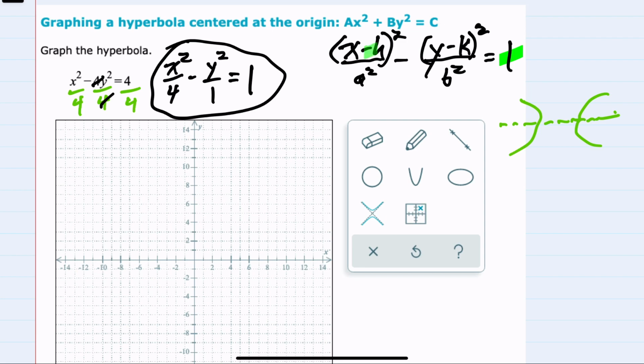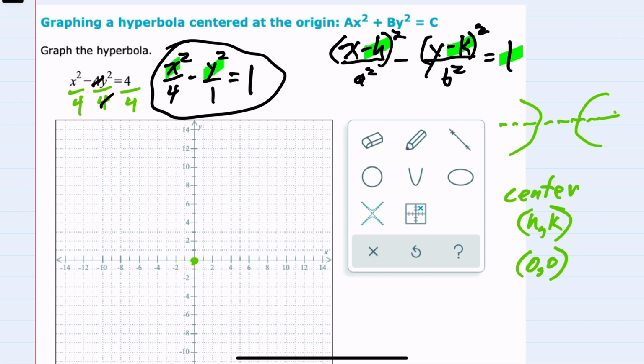I can also tell what my h and k are, which give the center. In this example, I'm not adding or subtracting anything, so technically I'm subtracting 0 from the x and subtracting 0 from the y, so my center is going to be the origin, 0, 0. So we can go ahead and graph that part.